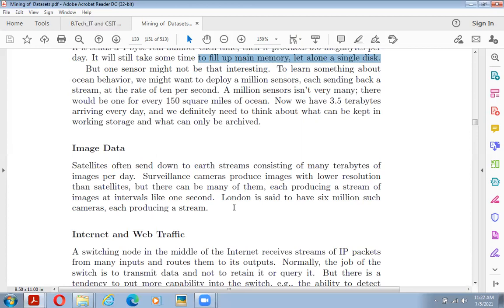Now the second example is of image data, which is what we get from satellites. Satellites often send data and stream data in the form of terabytes of images per day. Surveillance cameras produce images with lower resolution than satellites, but there can be many of them. Each produces a stream of images at intervals like 1 second. London is said to have 6 million such cameras, each producing streams.